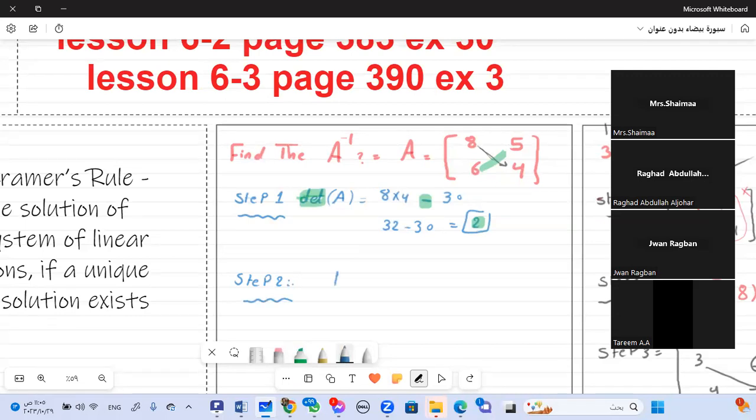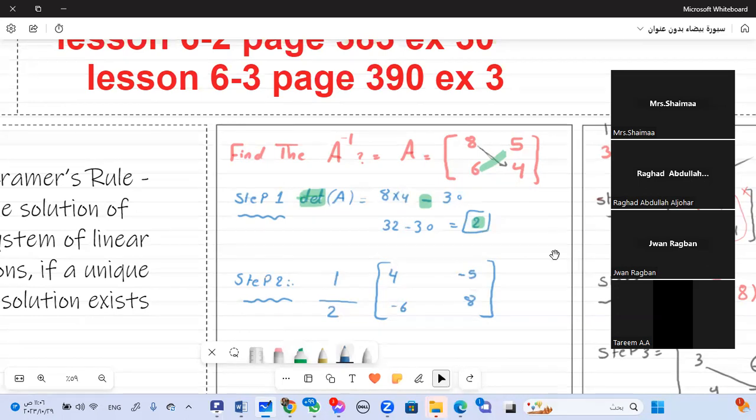Step 2: I will write 1 over the determinant, and we should change the diagonal. How can you change the diagonal? Switch 8 with 4, and change the sign of 5 and 6. Excellent. To switch the values, we change the places of the diagonal 8 and 4, so it will be 4 and 8. And we change the sign of the other diagonal, so it will be -5 and -6.